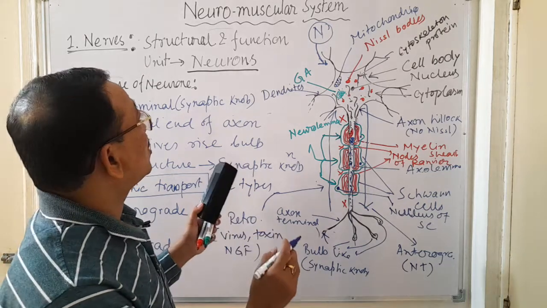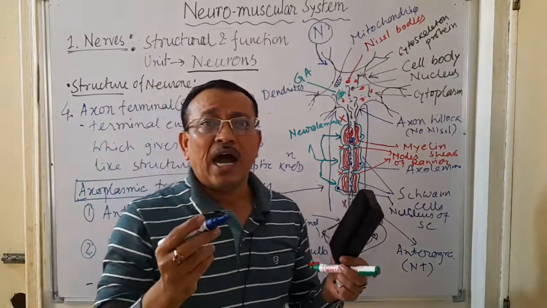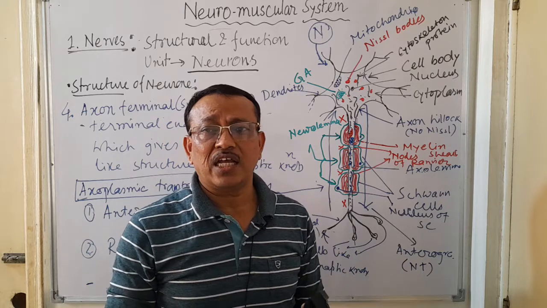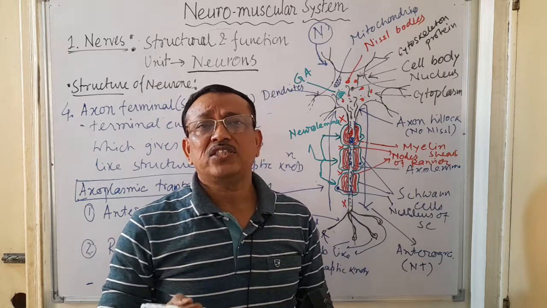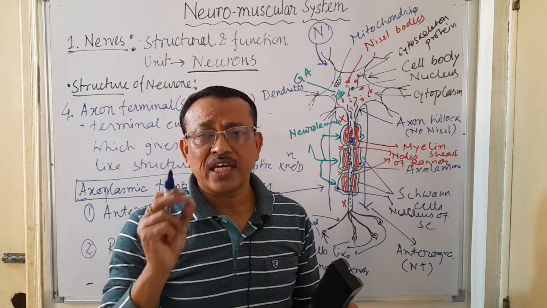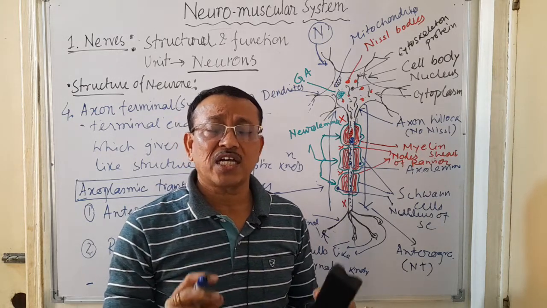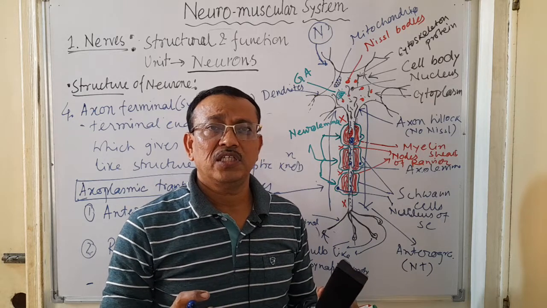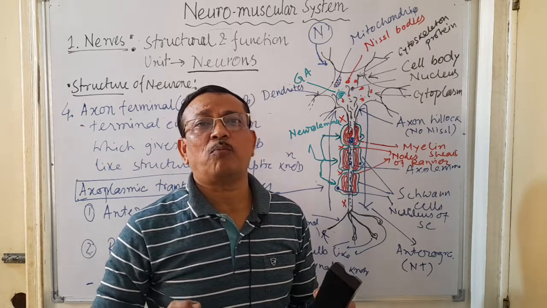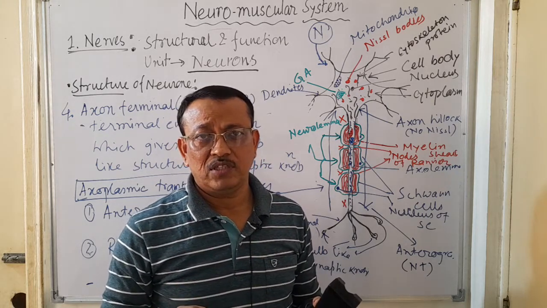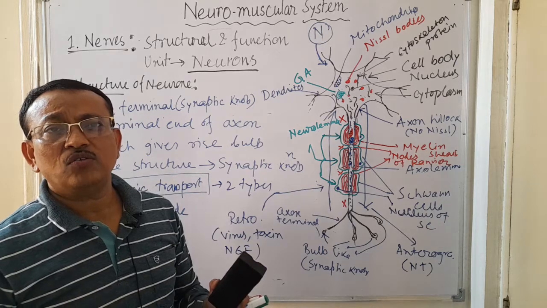So this is all about the first component of the neuromuscular system, that is the nerves. And these nerves are also the structural component of the nervous system. And a nerve is comprised of the neuron, a single cell that is known as the neuron. So neurons are the structural and functional component of the nerves, and thereby we can say the structural and functional component of the nervous system. I hope the structure of the neuron is clear to you.